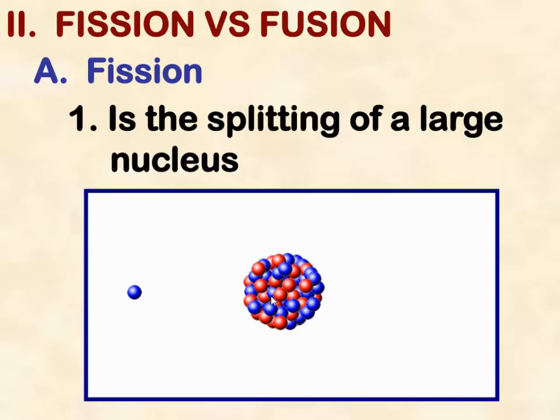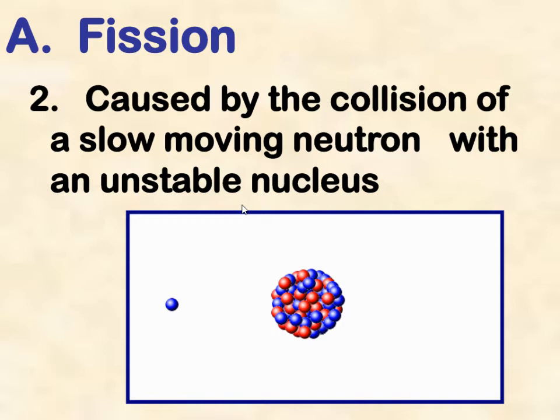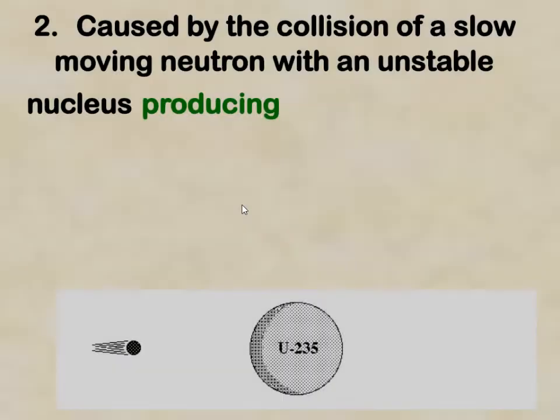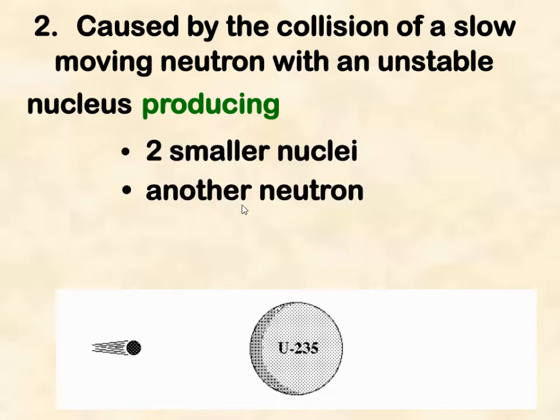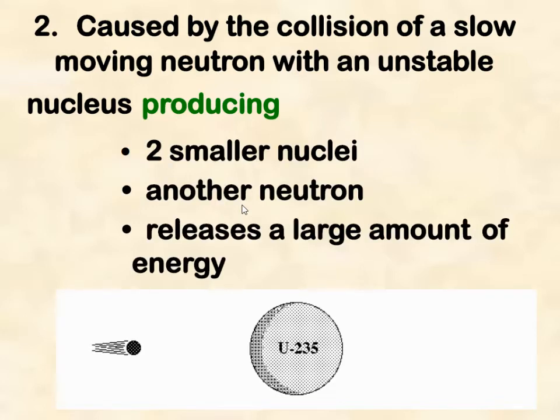So first we have fission. Fission is the splitting of a large nucleus into a new substance. So it's caused by the collision of a slow-moving neutron. So this is a neutron that will be slammed into the nucleus of an unstable nucleus and creates a splitting of the nucleus into a new stable nucleus of the substance. So it's caused by this neutron, and it produces two smaller nuclei and another neutron.